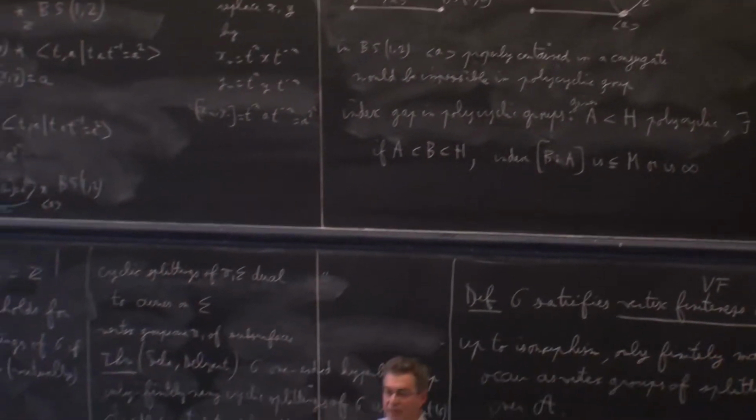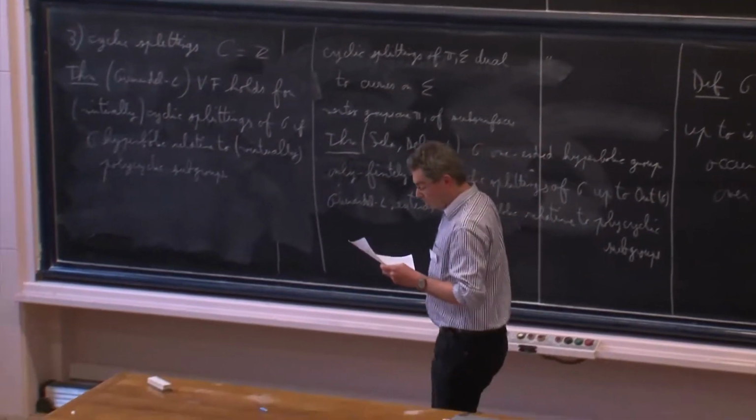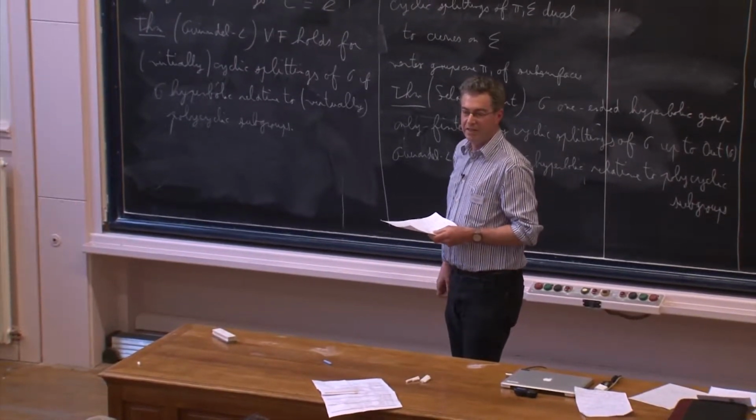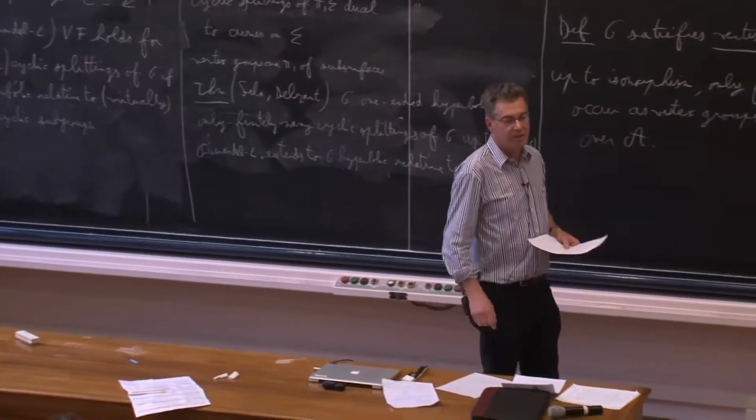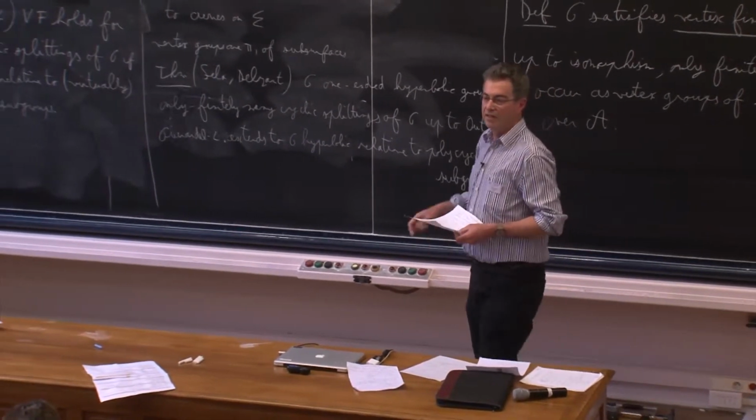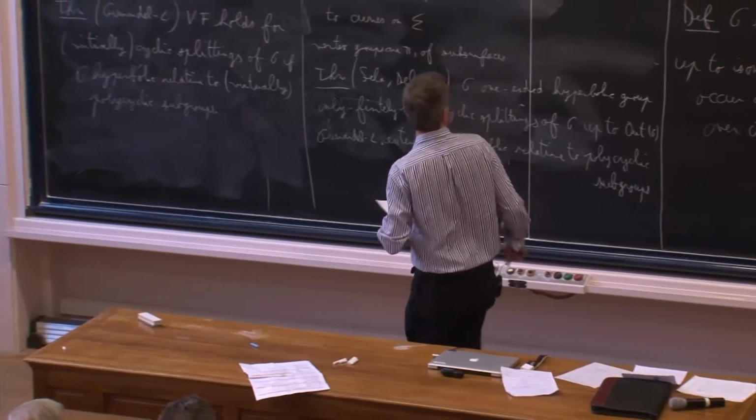this is cyclic splittings. Now I want to talk about abelian splittings, so splittings over abelian groups. And here we saw that the difference was between polycyclic and solvable, and now the difference is going to be between abelian and nilpotent.